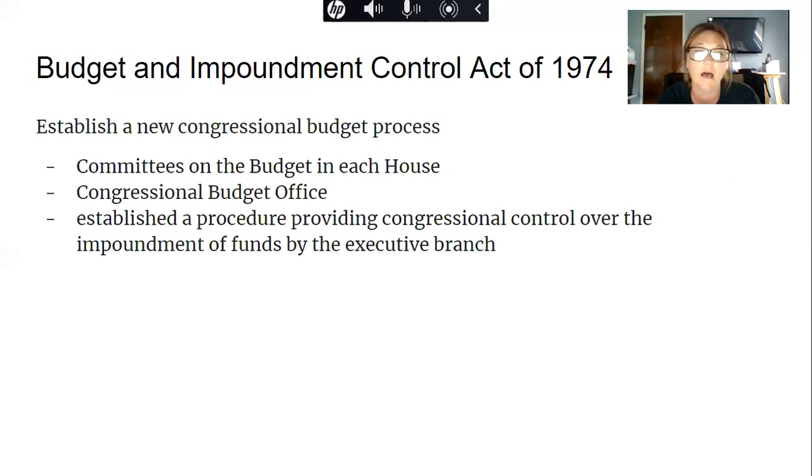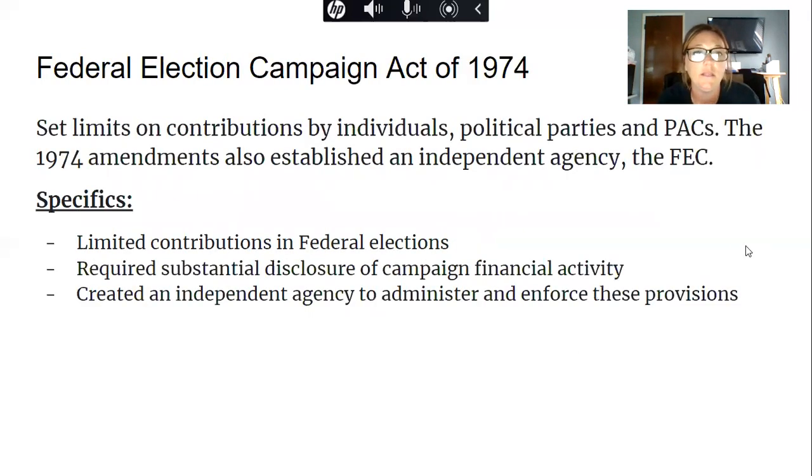It also sets up the Congressional Budget Office, which is one of those offices that is super important for the function of the federal government nowadays. This is an office that the president works very closely with. And it established a procedure providing congressional control over the impoundment of funds by the executive branch. Okay, can keep going here.